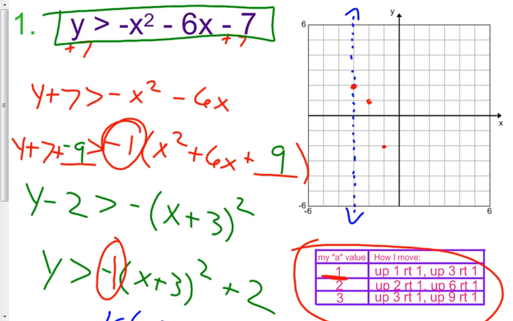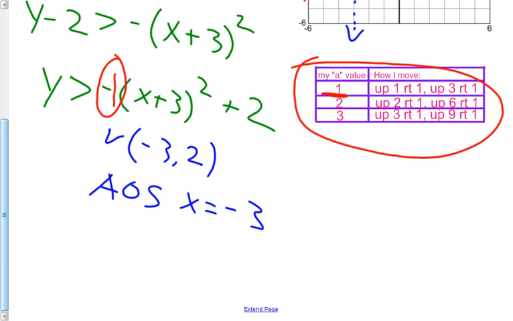And then parabolas are always symmetrical, so same thing on the other side. Now I'm going to connect all 5 of these dots, and how am I going to do it? It's greater than. It's not greater than or equal to. So because it's greater than, I'm going to connect them with a dotted line.